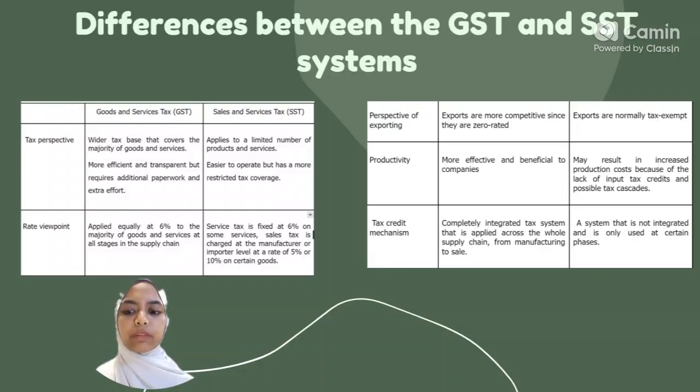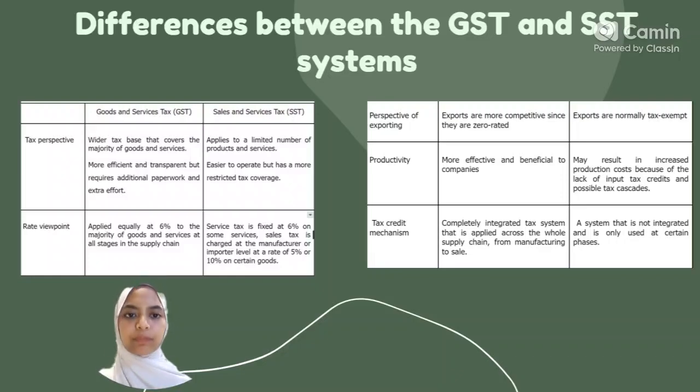And for the tax credit mechanism perspective, GST is a completely integrated tax system that is applied across the whole supply chain, from manufacturing to sale. SST is a system that is not integrated and is only used at a certain stage: manufacturer or importer level sales tax and service tax on certain services. The absence of input tax credit might result in tax cascade and reduce supply chain transparency. That's all from me. Thank you.